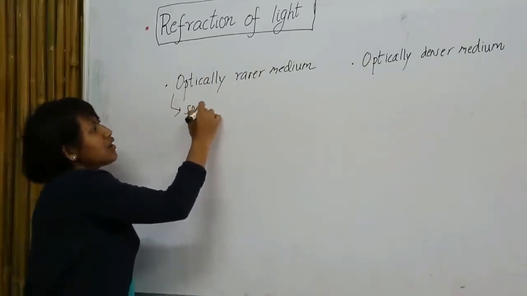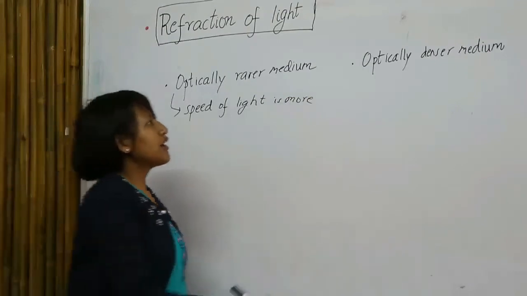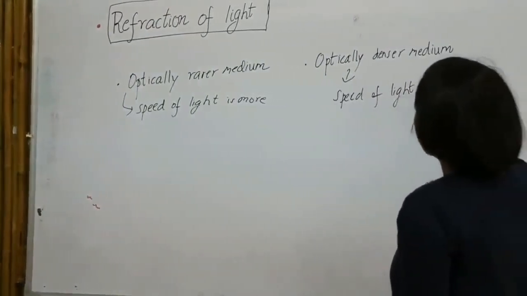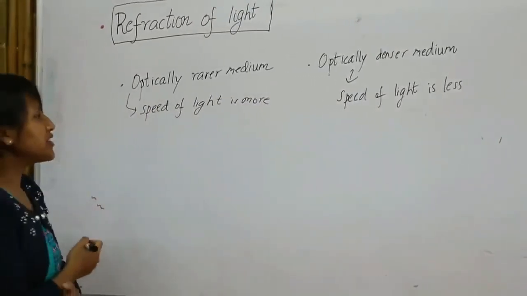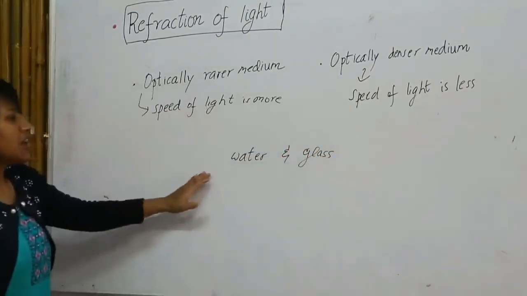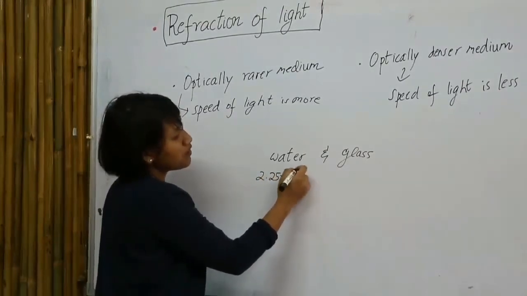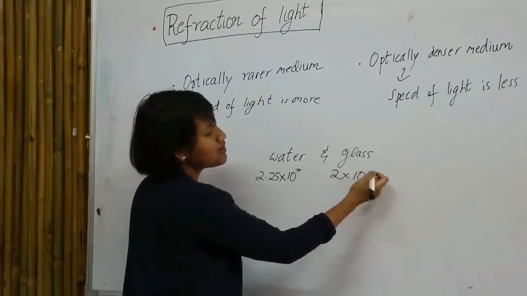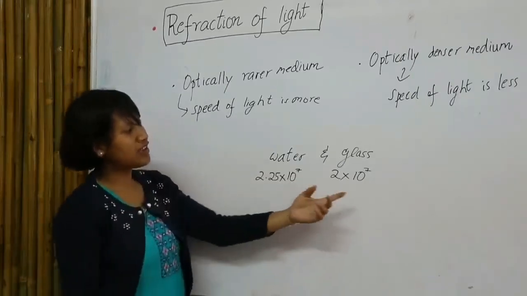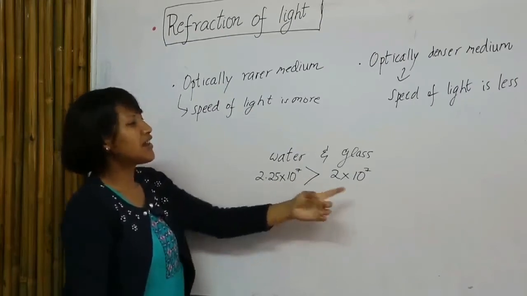Now, this is when the speed of light is more, and this is when the speed of light is less. How can you say that? Let's take an example first, like water and glass. Suppose the speed of light here is 2.25 into 10 to the power 7, and this one is 2 into 10 to the power 7. Let's take an example. If you compare the speed of light in these two media, you will find that the speed of light in water is bigger than that of glass.